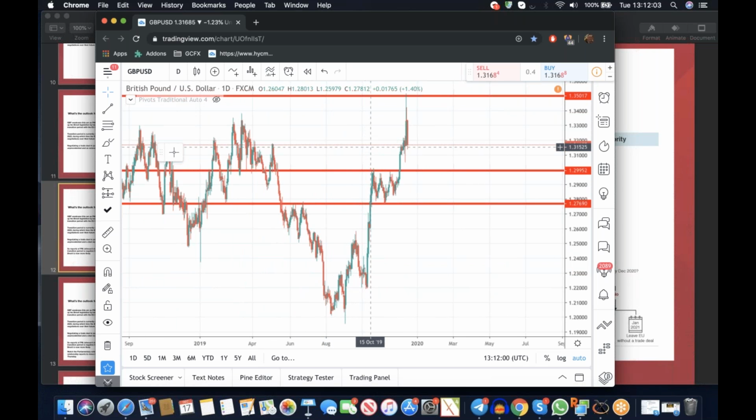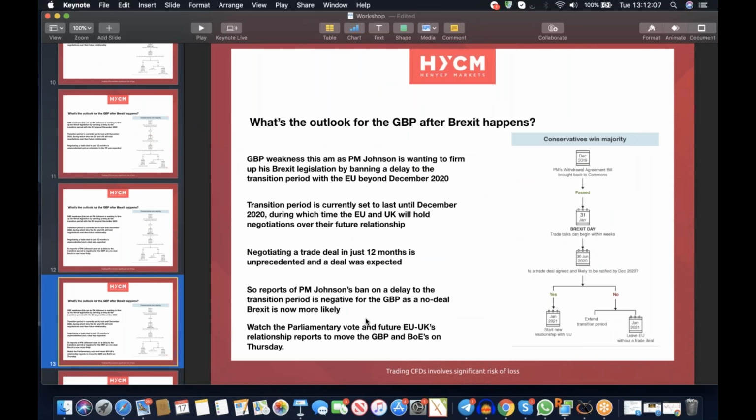Okay, and I'm just going to show you what we're going to be looking at for the future. So now, this is the sort of thing we need to look at. We need to watch the parliamentary vote. We need to watch whether PM Johnson is able to get a ban on the delay of the transition period. If he can't get a ban on the delay, that's positive for the pound. If he can get a ban on the delay, that's negative for the pound.